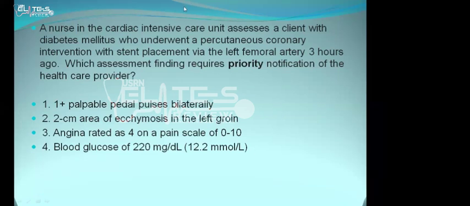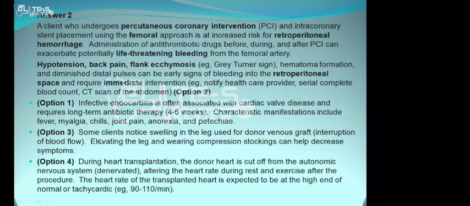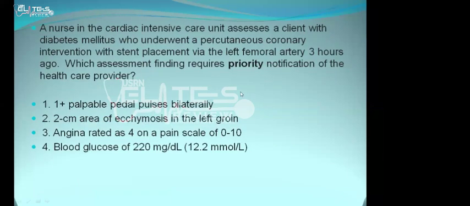A nurse in the cardiac intensive care unit assesses a client. So right now you're in the intensive care unit, the ICU. Hello. Someone wants to ask a question. Yeah. Good evening. Hey, are you talking to us? Okay, she's gone.